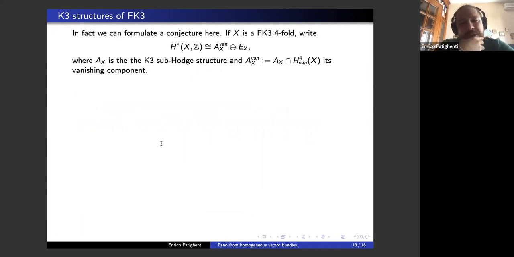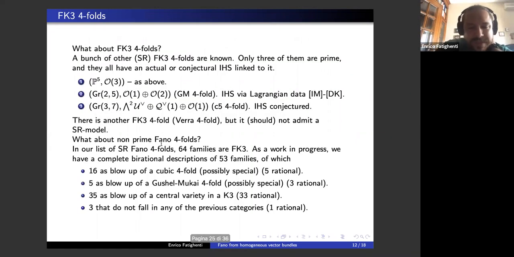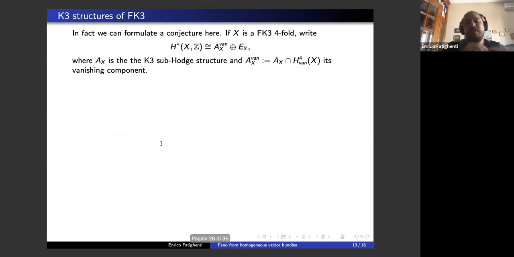Actually, just studying the list which I've been mentioning to you, we can formulate a conjecture. Because if we go back for one second to this slide, you see that basically all these 64 families of Fano K3 have a K3 Hodge structure which is somehow old, or in some sense already explained by something that we know. So let me formulate a conjecture.